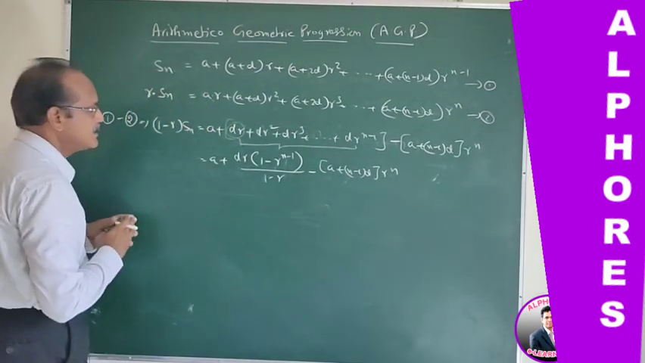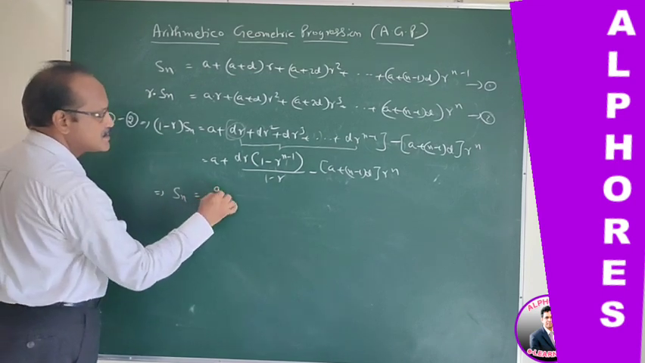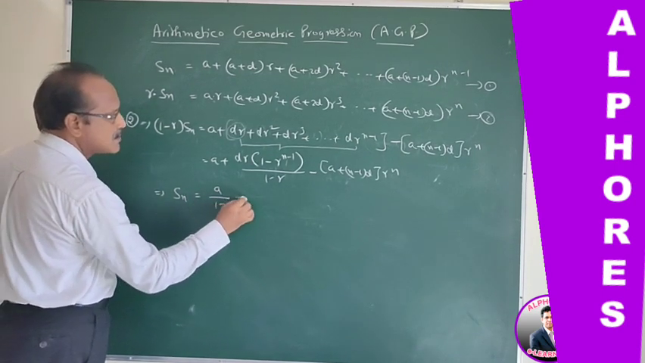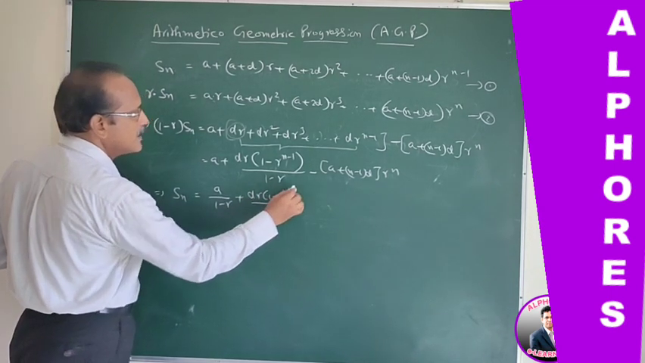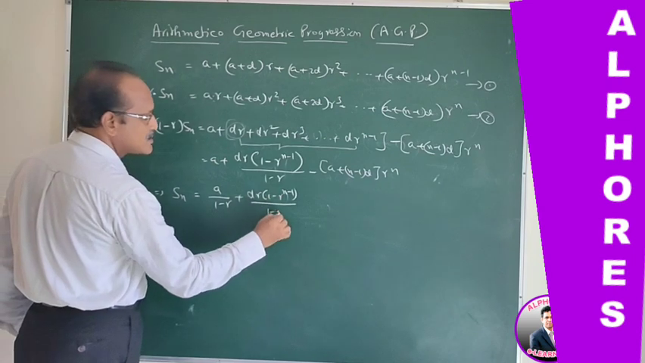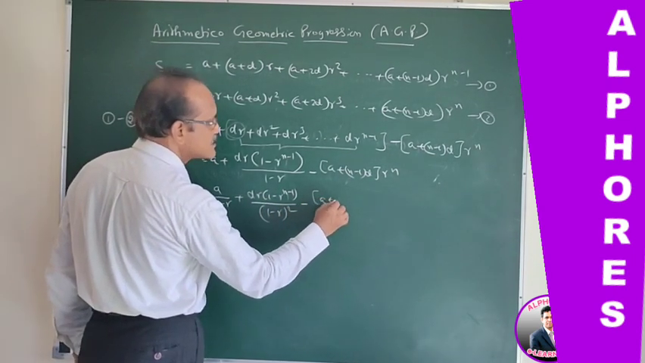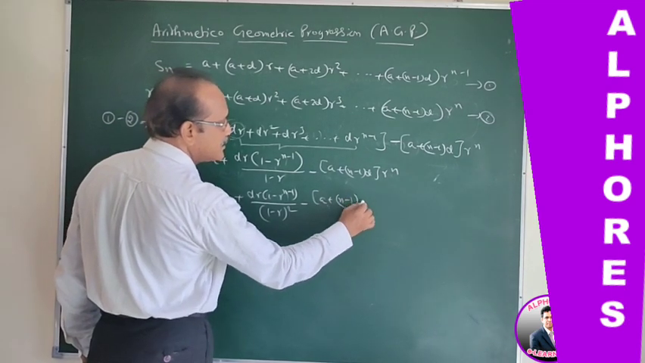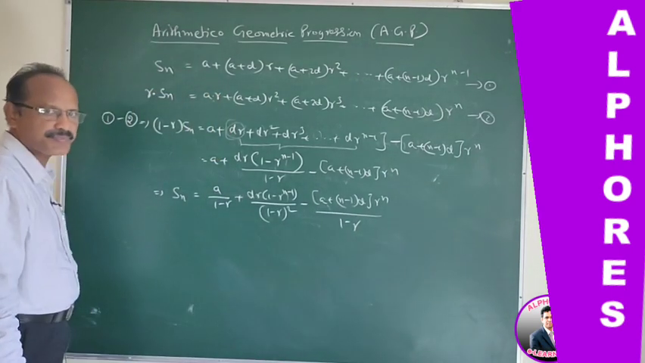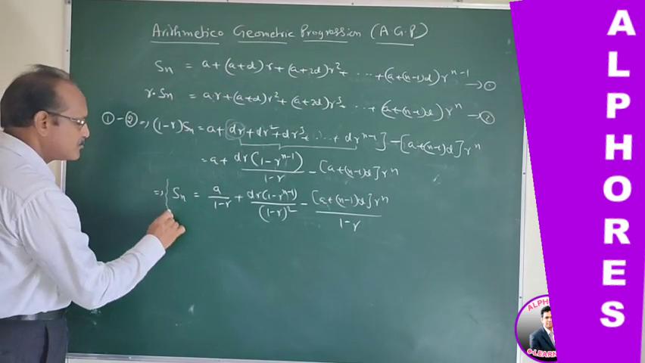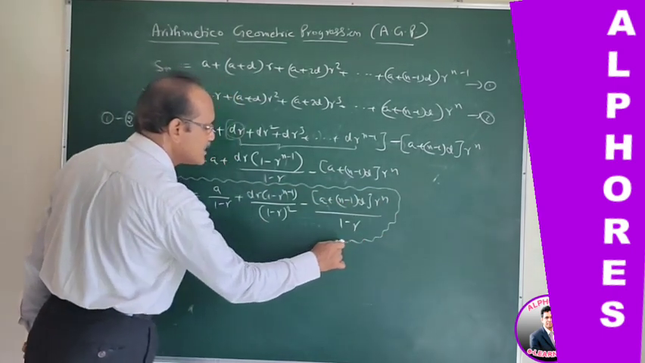Right. Okay. We have to calculate sum to n terms. That's why next term is A by 1 minus R plus dr into 1 minus R power n minus 1 by 1 minus R into 1 minus R, whole square, minus A plus D, A plus n minus 1 into D into R power n by 1 minus R. So this is the formula for sum to n terms of AGP series.